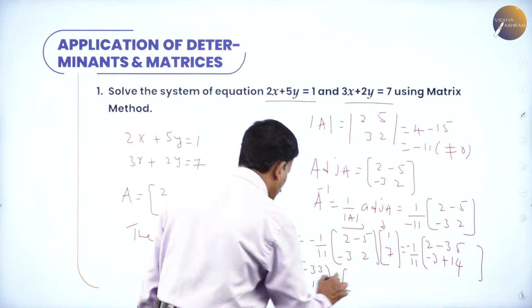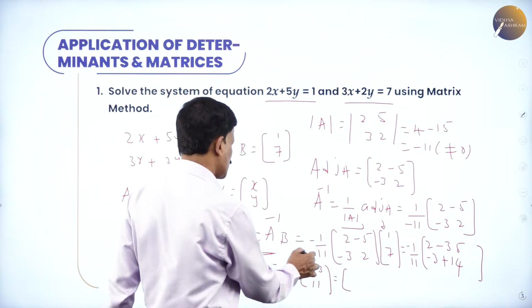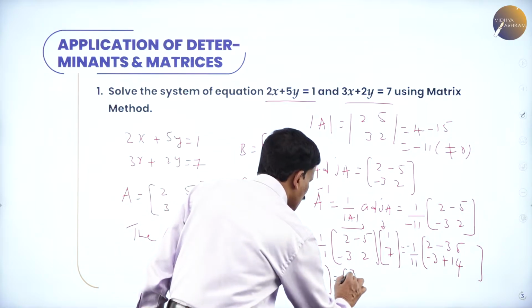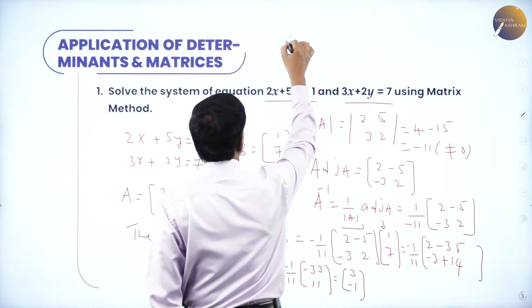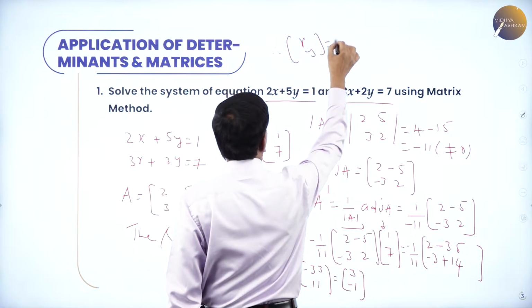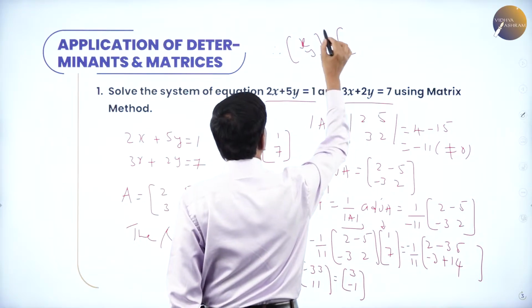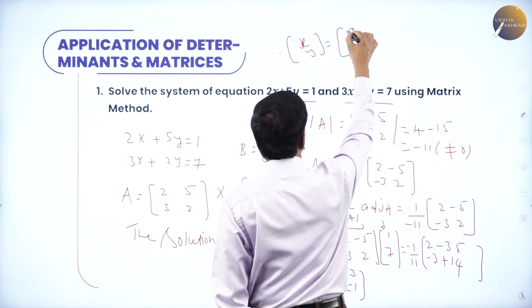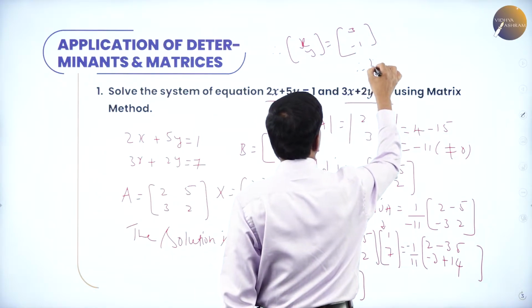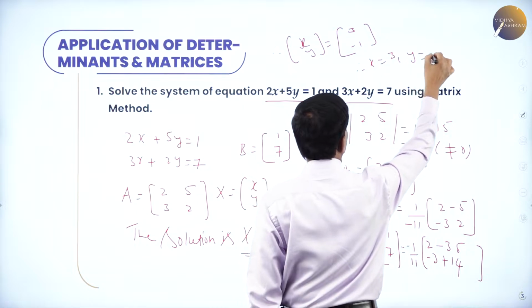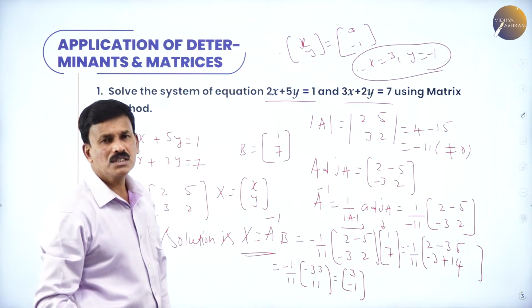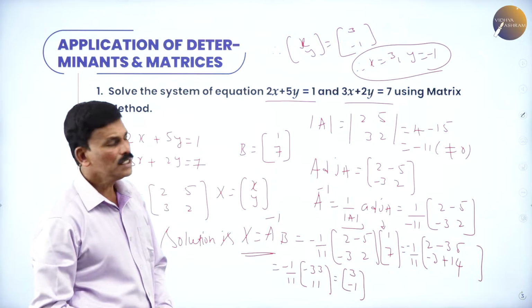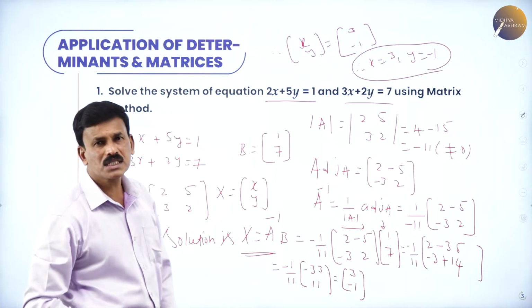So, if you divide by 11, minus and minus gets cancelled. 33 by 11 is 3 and 11 by 11 is 1, that is minus 1. So, therefore, the matrix [x; y] is equal to [3; minus 1]. That means x is equal to 3 and y is equal to minus 1. So, these are the values of x and y. This is how we are going to solve a problem connecting two variables x and y.